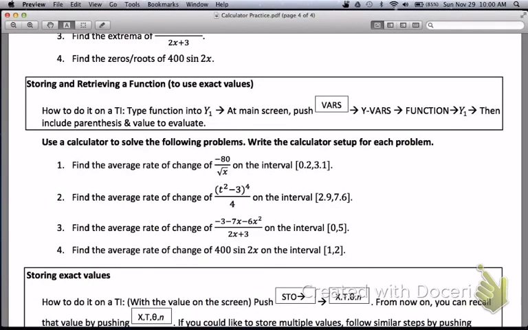This one we just practiced, storing and retrieving a function. So remember that it says use a calculator to solve the following problems. It says find the average rate of change of negative 80 over the square root of x on this interval. So we literally just did that on the last problem. So type this function in, and then use that slope formula, y2 minus y1 over x2 minus x1, but do it in your calculator. So don't estimate it by hand, do it in your calculator so you can get as accurate of answers as possible.